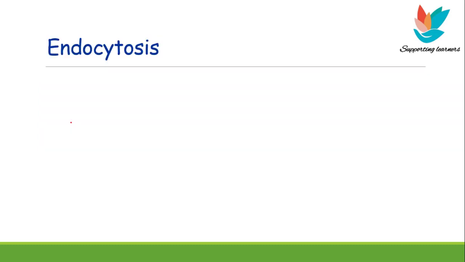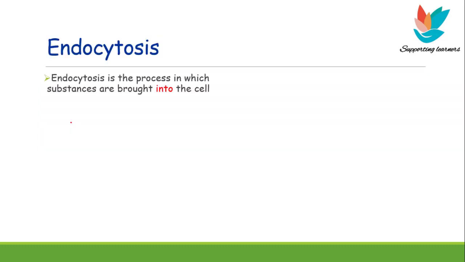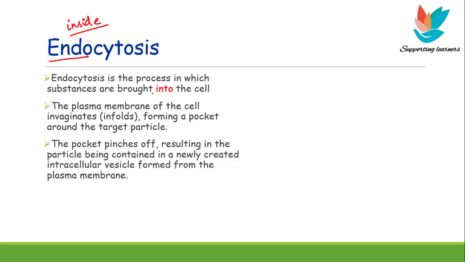First let's start with endocytosis. Endo, as I said, means inside. So endocytosis is the process in which the substances are brought into the cell. Okay, इसमें substances cell के अंदर enter कर रहे हैं, right? अब ये process होता कैसे है? Now इसमें क्या होता है? प्लाज्मा मेम्ब्रेन की इनफोल्डिंग होती है.